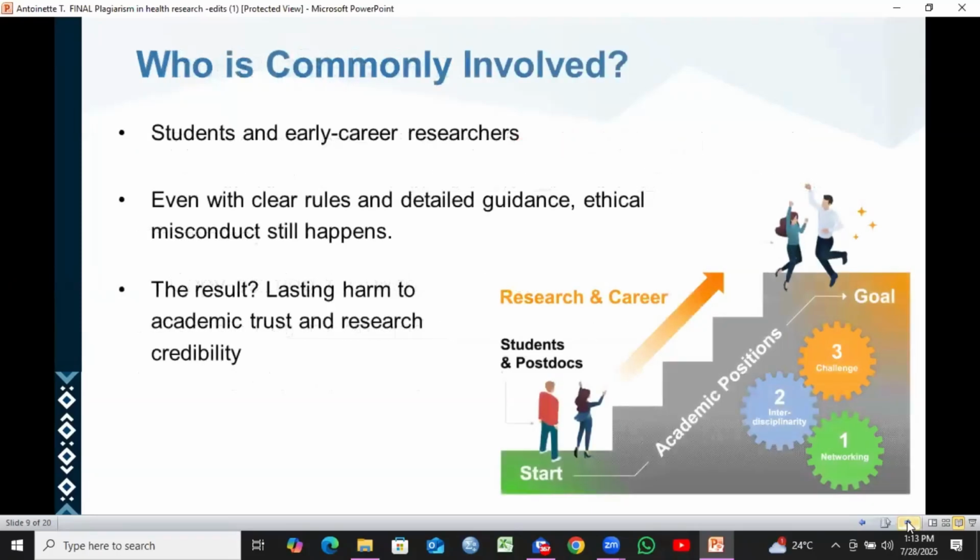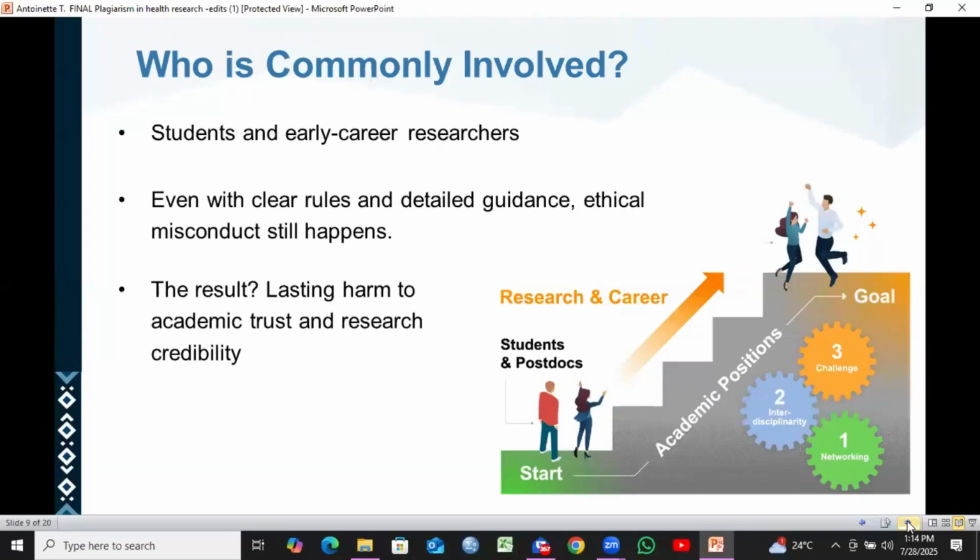Now, who are those who are mostly involved in the act of plagiarism? We have students and early career researchers. We have students in the undergraduate programs, in the postgraduate programs, and early career researchers. Most of these people are the ones who are mostly involved in practicing plagiarism.